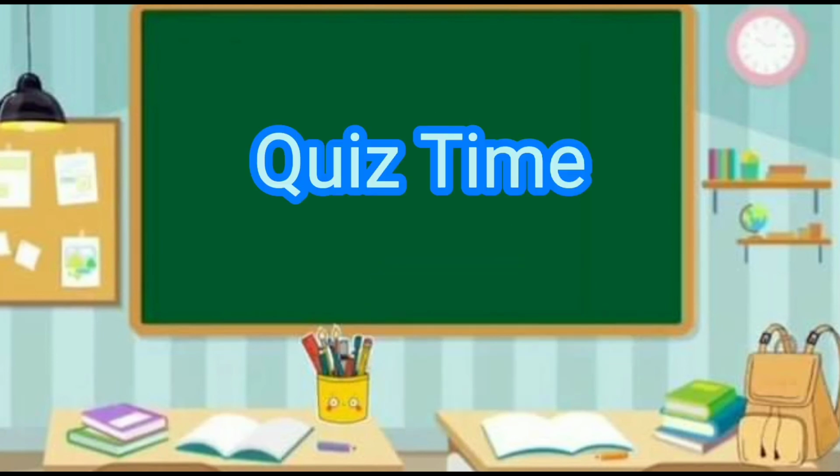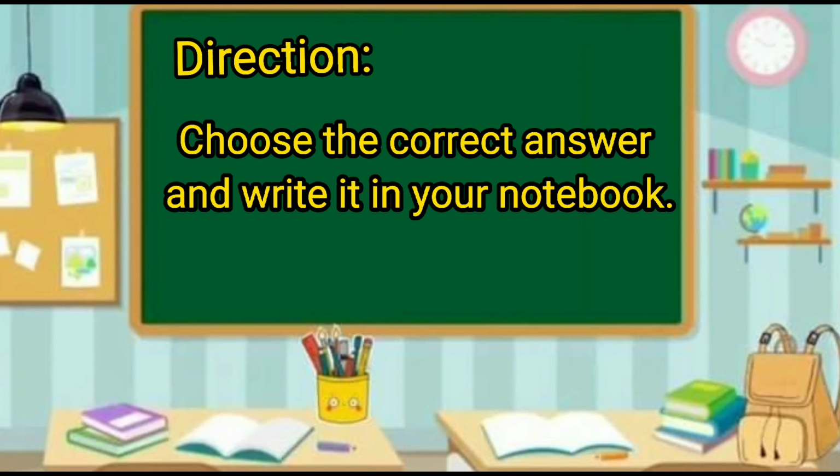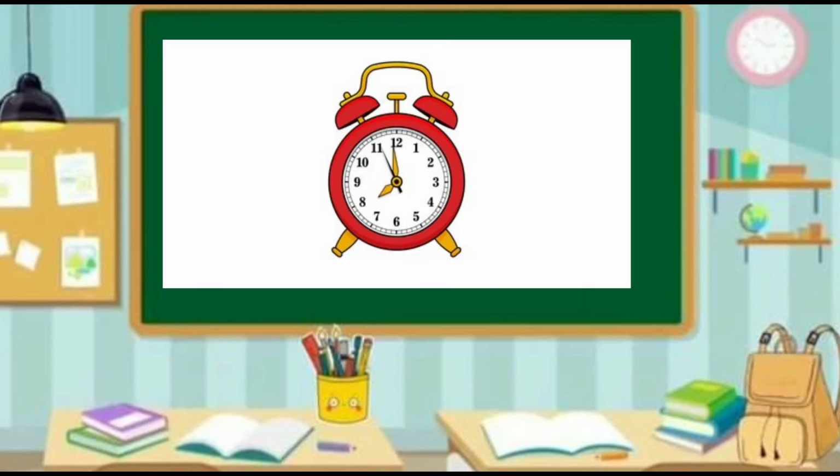Now, I want you to get one whole sheet of pad paper and try to answer these questions. For our quiz, we will do it individually. Direction, choose the correct answer and write it on your notebook. Number 1. All are sewing tools except A. Needle, B. Thread, C. Pincushion, D. Soft pencil. Your timer starts now.